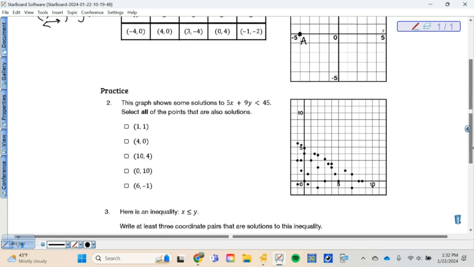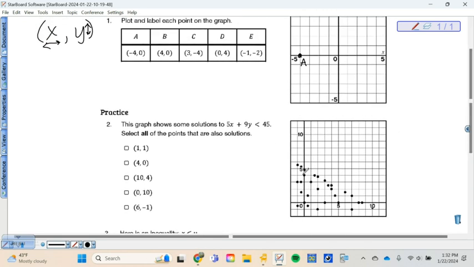And then in number 2, they show us some solutions to this inequality, but we want to test to see if any of these are solutions as well. So you're going to plug in these numbers for x and y. First number is x, second number is y. So for this first one, 1, 1, plug in 1 for x and 1 for y. So I end up with 5 times 1 plus 9 times 1 is less than 45. And I'm asking, is this true or is this false?